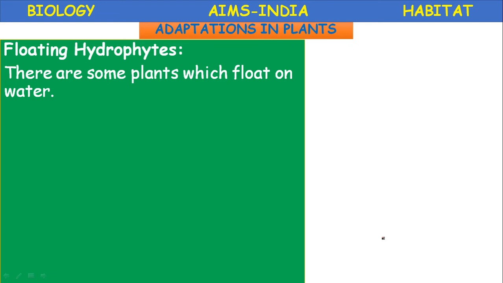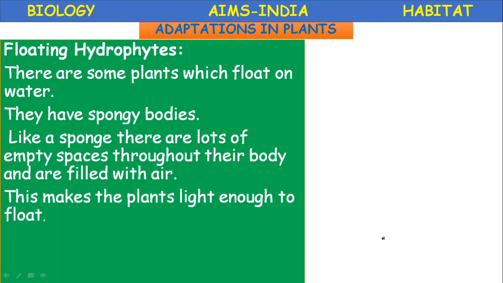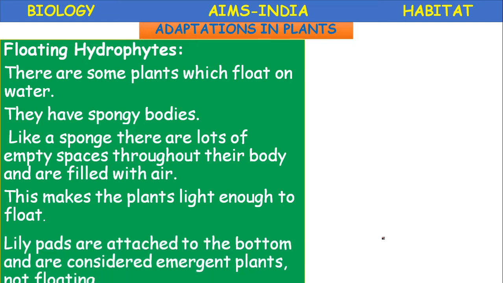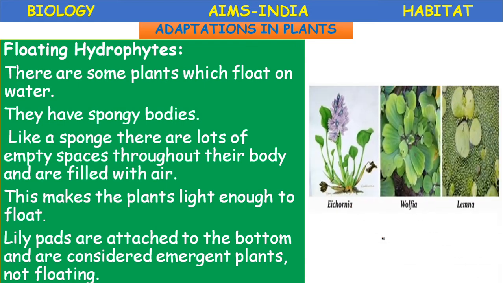Next, floating hydrophytes float on water. They have spongy bodies. Like a sponge, there are lots of empty spaces throughout their body that are filled with air. This makes the plants light enough to float. Lily pods are attached to the bottom and are considered emergent plants, not floating.